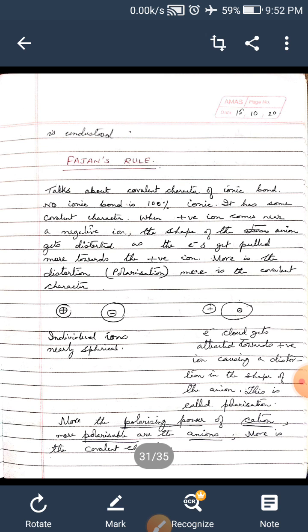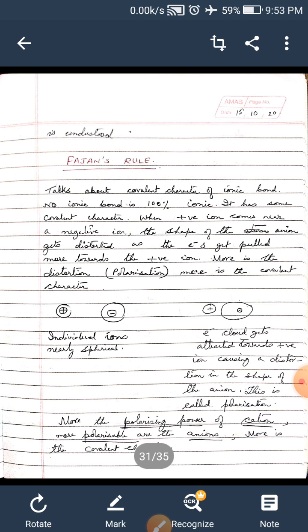As you know, when the positive ion comes near a negative ion, they attract each other. But at the same time, you have to remember that negative ion means it has excess of electrons compared to number of protons. So when they come in front of a positive ion, the positive ion pulls the electron towards itself by causing the change in the shape of the anion. We call this term polarization or distortion of the electron cloud.